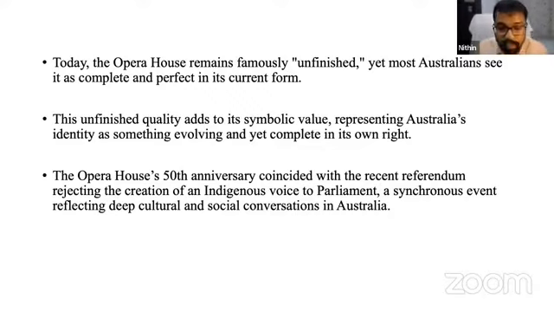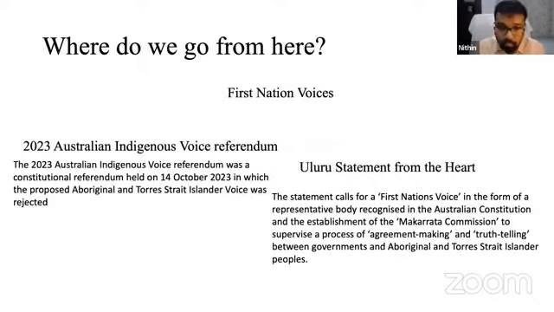In 2017, they tried to bring that into effect. It was called the Uluru Statement from the Heart, which was the First Nations voices in the form of representation within the Australian Constitution. But that failed. The latest attempt was in 2023, where it went to vote on 14th October 2023, and it did not pass. It did not receive enough votes to pass into the Constitution.